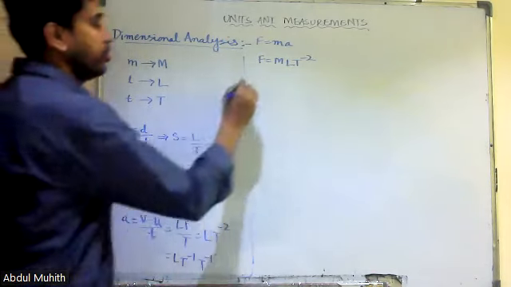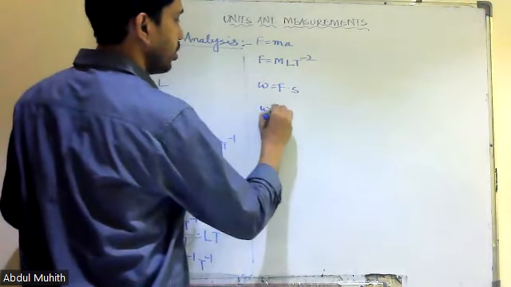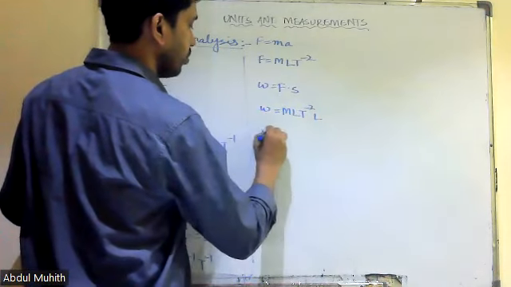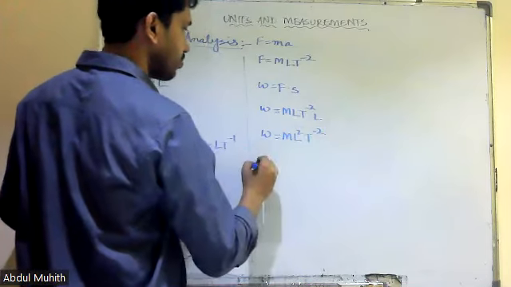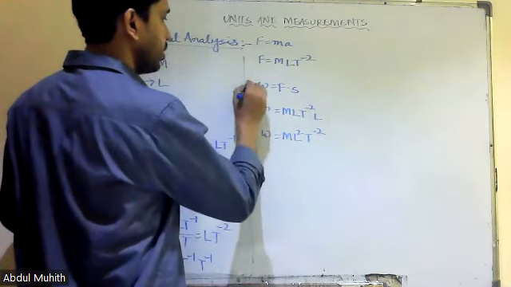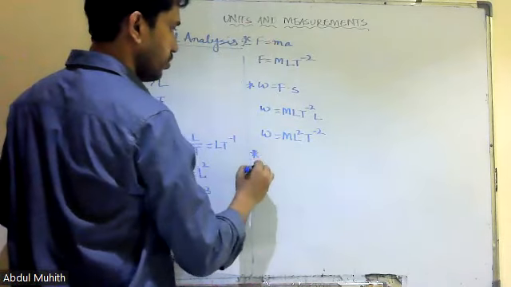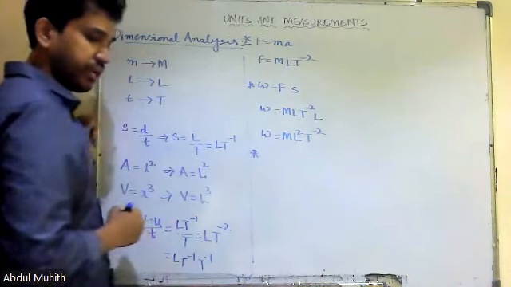Okay, work done is equal to what? Work done is equal to force into displacement. So W equals M L T to the power of minus 2 into L. So W equals M L square T to the power of minus 2. This is work done. Next one, we have whether it is potential energy, kinetic energy, and all.